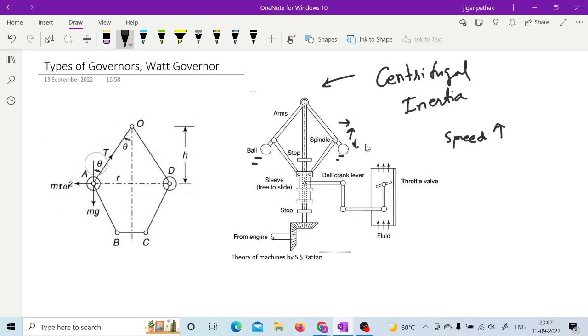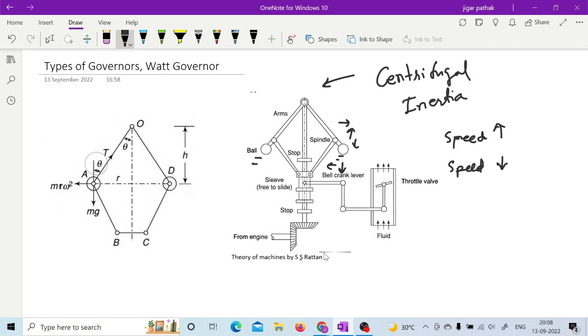Now if you think in the opposite manner, if the speed of the engine is going to decrease, when will it happen? When load is going to increase, the speed will decrease, and when speed is going to decrease, this fly ball will come downwards and inward. And when the fly ball comes downwards and inwards, the sleeve will move downward again, and this throttle valve will be opened in order to supply more fuel. So this is the basic thing for the operation of a governor, which is going to regulate the fuel supply, right?